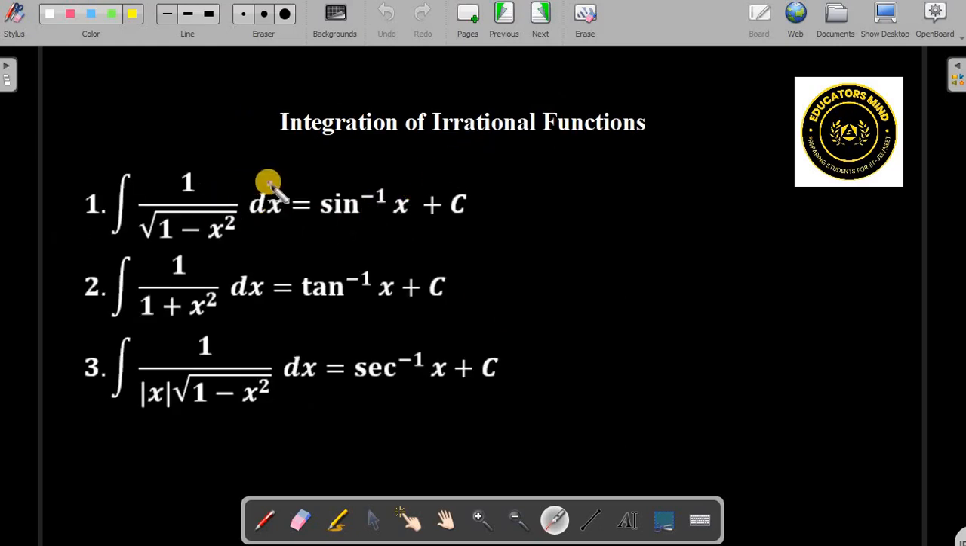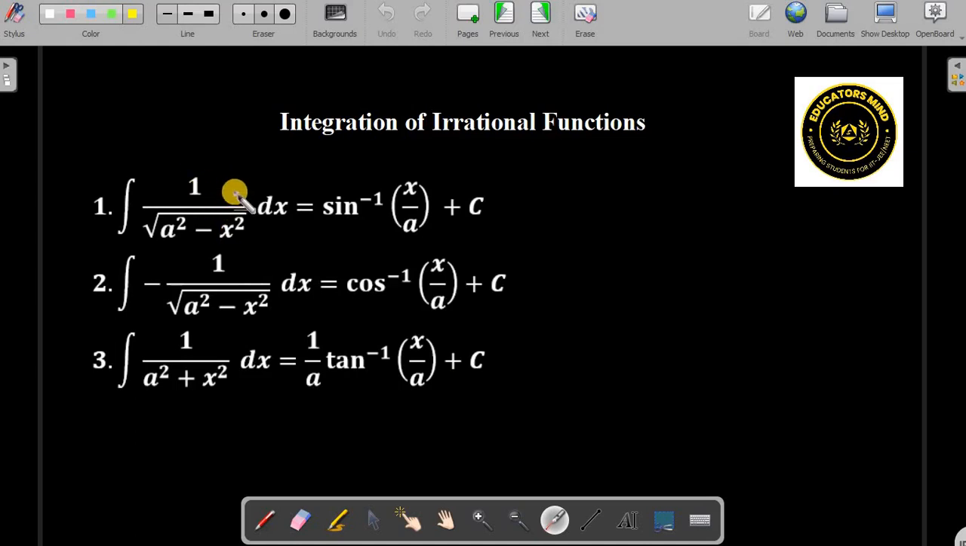Then next, irrational functions. If you take 1 by root under 1 minus x square, integration is sin inverse x. 1 by 1 plus x square is tan inverse x. 1 by mod of x root under 1 minus x square, integration with respect to x, is secant inverse x. Right? These irrational functions are given in the inverse trigonometric functions.